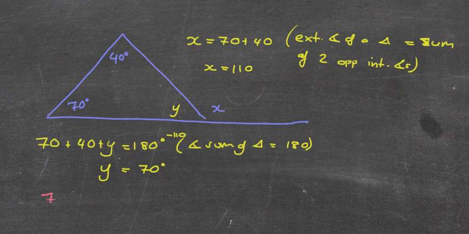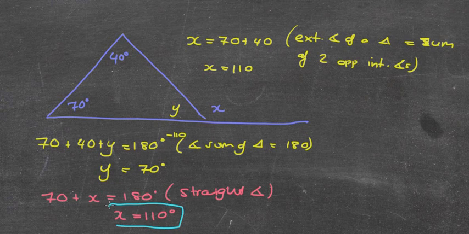I'm then going to say underneath that 70 plus x equals 180 degrees. My reason would be a straight angle. Therefore, x is equal to 110 degrees. Same answer as what I had to begin with. Although it's a longer way of doing it, the rule angle sum of a triangle and straight angle is probably a little bit easier.